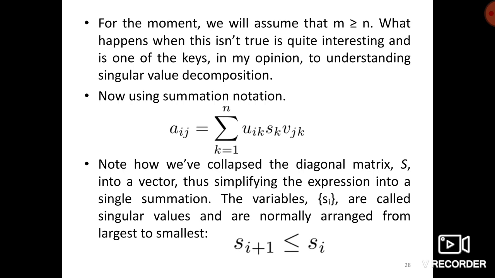Now singular value decomposition can be represented using summation notation in this way. Suppose we have the variable s, which is the diagonal matrix, and we simplify the expression into a summation. The variable s of i is called the singular value, and these are normally arranged from largest to smallest. Here we are arranging the values of s of i, the singular values, from largest to smallest. This is the most important thing.